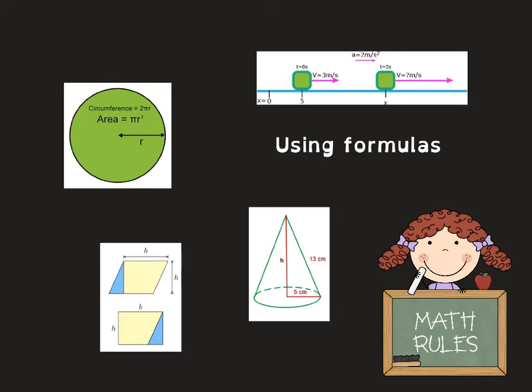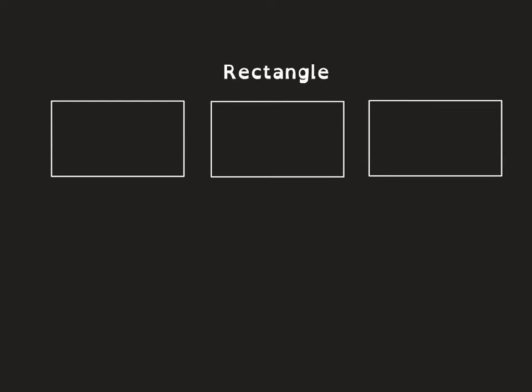I'm with you today and we're going to have a look at formulas and how to use them. The first shape we're going to consider is a rectangle. You should all know that a rectangle is a four-sided figure where all the angles are 90 degrees. It's a very common shape. We use it a lot in rooms, windows, doors, books, a lot of things.